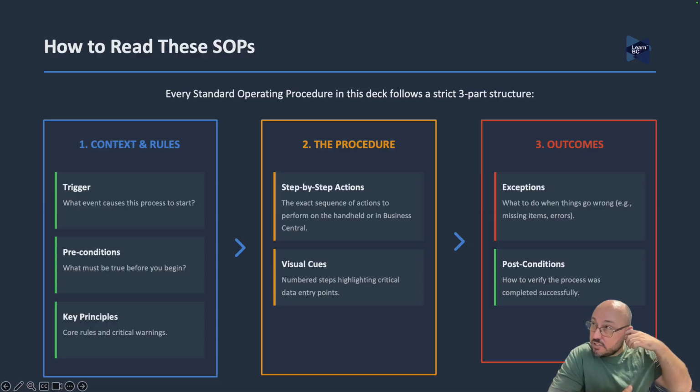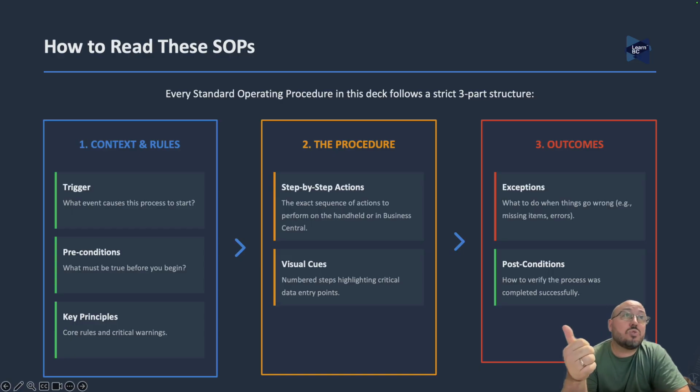Before we get into it, on each video I run through this. The context and rules is what we're going to explain. What triggers this process? What are the preconditions? What are the key principles? And when you step through the procedure, what are the steps? Then we demonstrate it in Business Central and on the devices. And then what are the outcomes? What do we expect? Exceptions, and what are the post conditions?